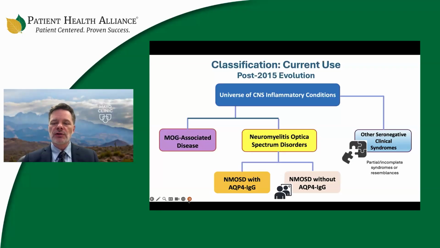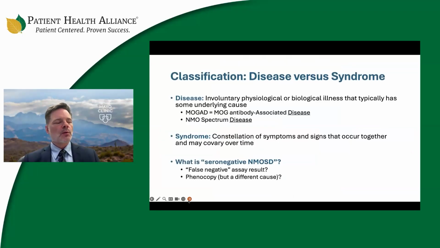And on the far right here, you see other seronegative syndromes. These are partial syndromes or syndromes that resemble, to some degree, aquaporin 4 positive disease, but are incomplete. A good example of this would be recurrent isolated longitudinally extensive transverse myelitis. So up until recently, this was sort of the classification system that many people were using. We addressed this in the panel by approaching classification quite systematically.